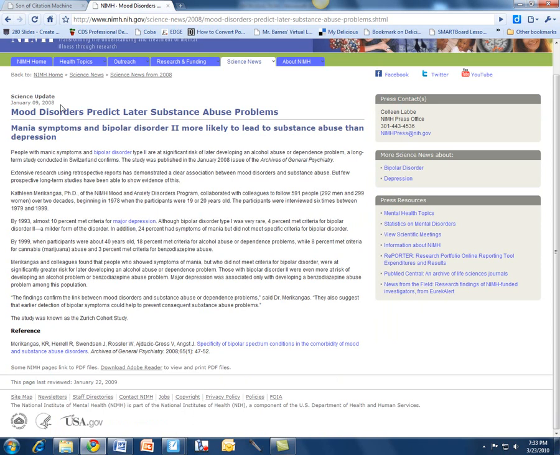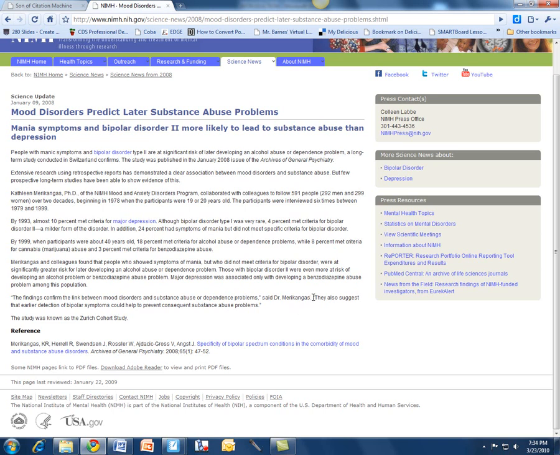Whoops, there's a date. And I don't have an author. I've looked everywhere. There's no author on this very short publication. But let's say it's this last line here that's interesting me. Now, I could quote this last line exactly like that, but I didn't. I paraphrased it. So this last line reads, they also suggest the earlier detection of bipolar symptoms could help to prevent consequent, that means future, substance abuse problems.